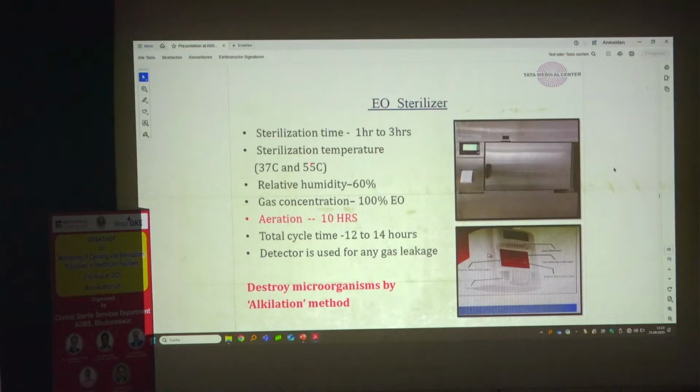Ethylene oxide sterilizer, it is 1 to 3 hours for the sterilization. Why 1 to 3 hours? 37 minutes is required for 3 hours and 55 minutes is required for 1 hour. Relative humidity should be 60%, gas concentration is 100%, and aeration of at least 10 hours we are maintaining here. Total cycle time is 12 to 14 hours, and a detector is used for any gas leakage. It destroys microorganisms in this method by alkylation.